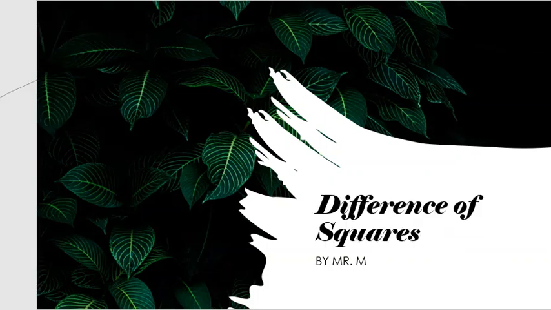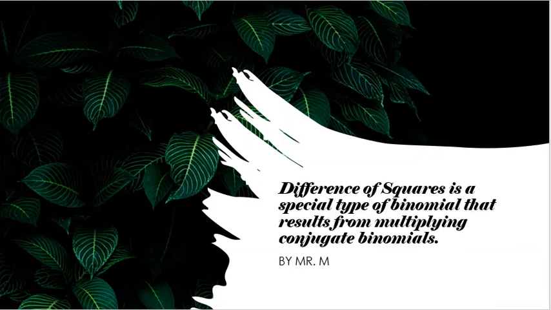Hello everyone, I'm Mr. M, and today I'm going to be talking about difference of squares. Difference of squares is a special type of binomial that results from multiplying conjugate binomials.